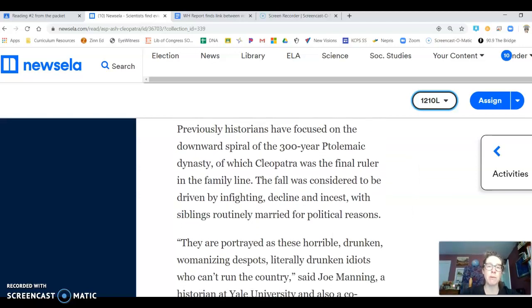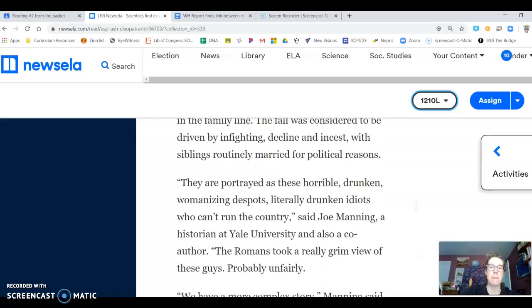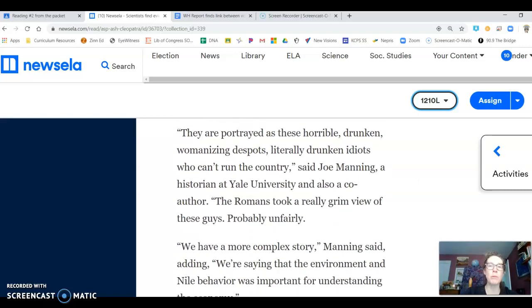Previously, historians have focused on the downward spiral of the 300-year Ptolemaic dynasty, of which Cleopatra was the final ruler in the family line. The fall was considered to be driven by infighting, decline, and incest, with siblings routinely married for political reasons. "They are portrayed as these horrible, drunken, womanizing despots, literally drunken idiots who can't run the country," said Joe Manning, a historian at Yale University and also a co-author. "The Romans took a really grim view of these guys, probably unfairly."